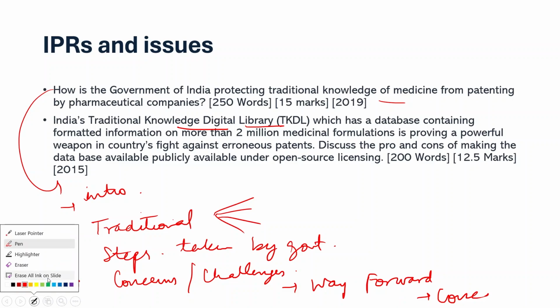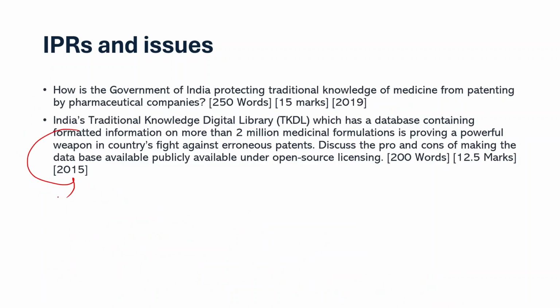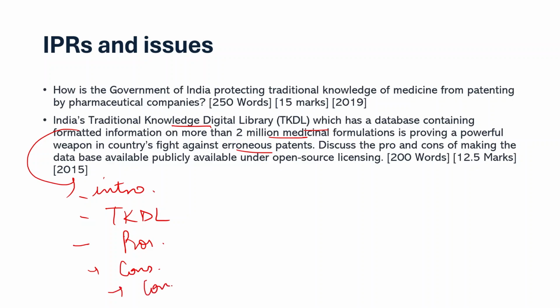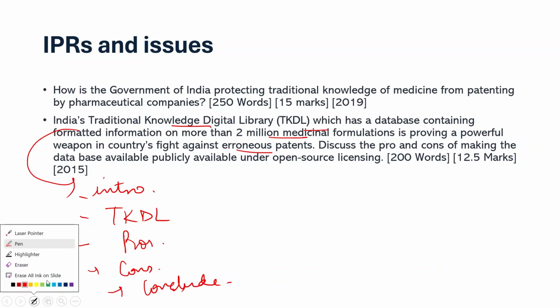Okay. Similarly, in the next one, first you have to write about the features of traditional knowledge digital library, right? Because this is the first line that they have dedicated to traditional knowledge digital library. So you'll write about this, then you write about pros of this digital database and cons of this digital database, and then you conclude. All right, this is simply how you write.